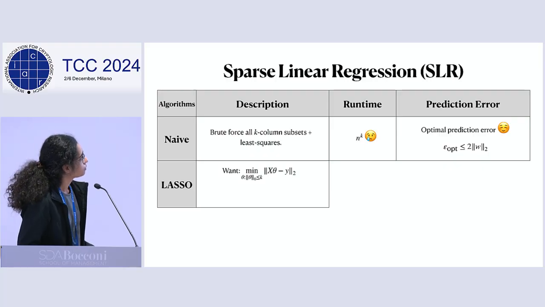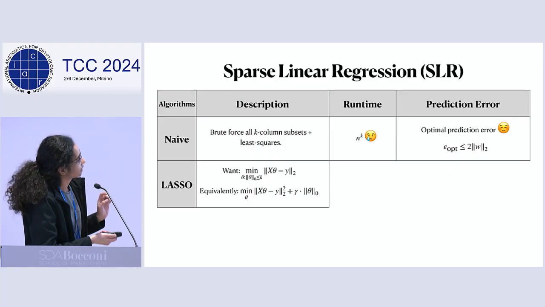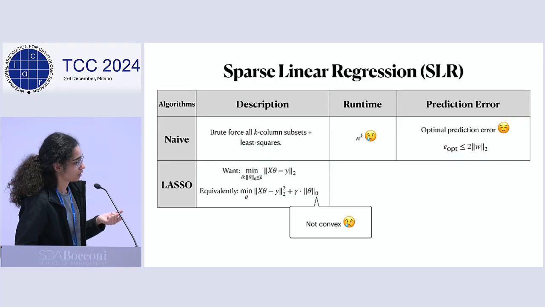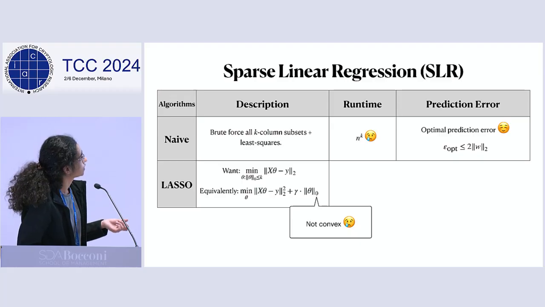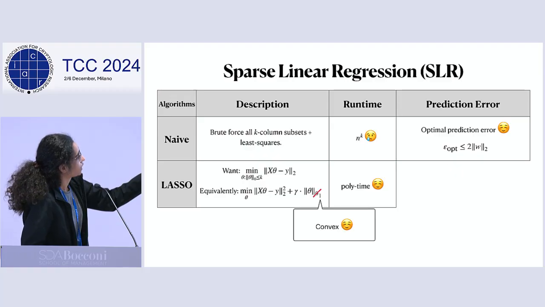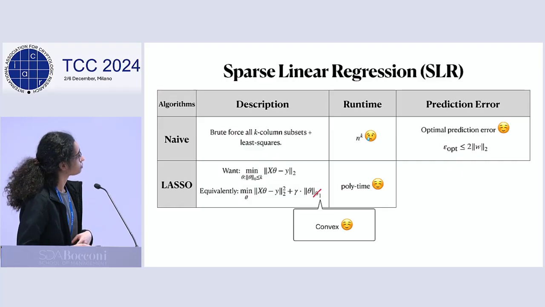But the algorithm that people use in practice is called lasso. So how does it work? Remember, the goal is we want to minimize the difference between X theta and Y, but subject to the constraint that the number of non-zero entries in theta is at most k. So its so-called L0 norm is at most k. Equivalently, you could write a single objective function and optimize over all theta, as long as you add this extra term, which is the sparsity of theta multiplied by some appropriate factor gamma.